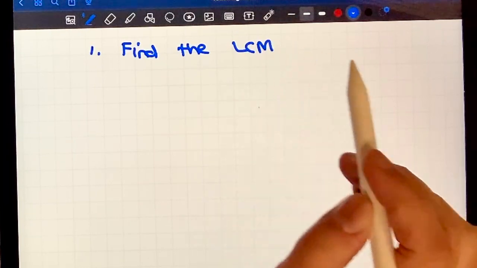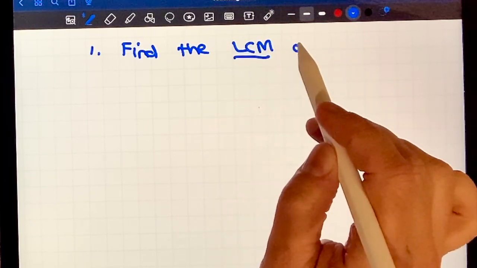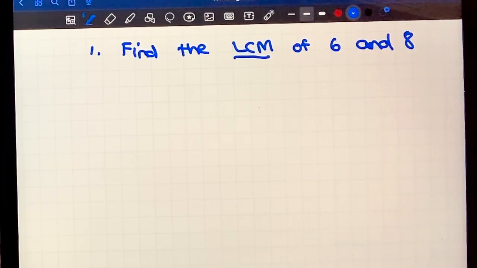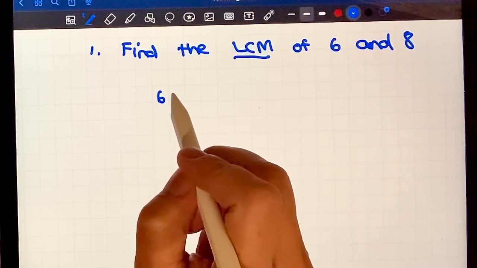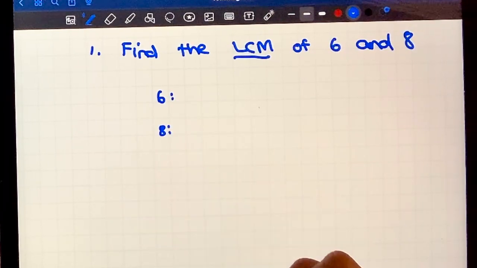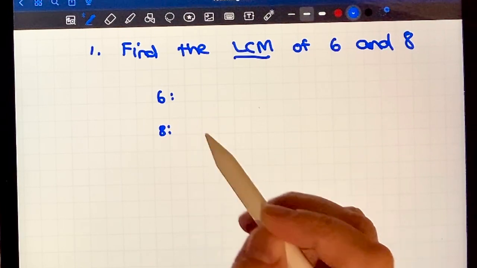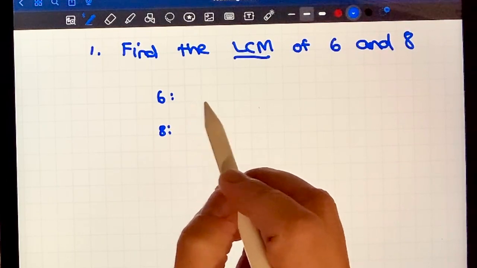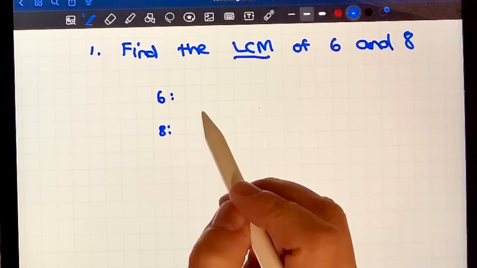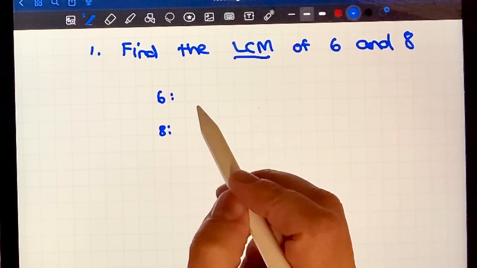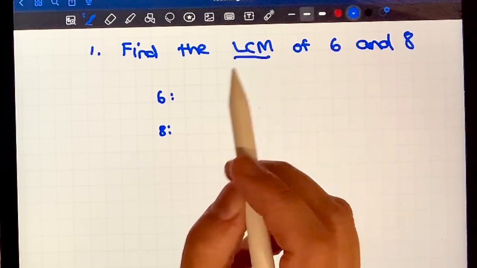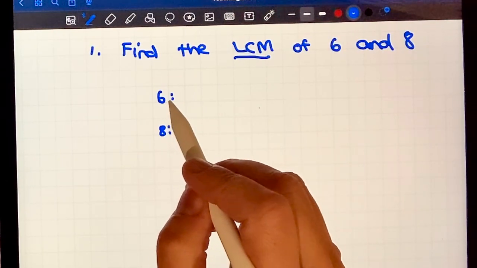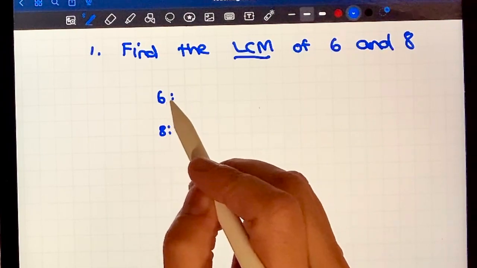Lowest common multiple, or LCM, of 6 and 8. So to do this, you need to know your times tables. What we're going to do is start out with a few multiples from each one until we see that we have a common multiple between them.